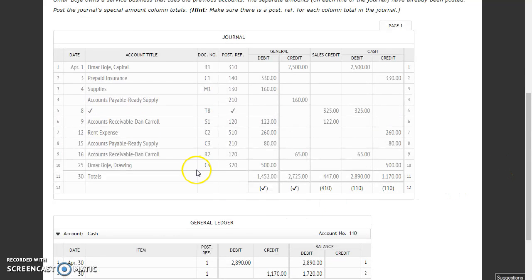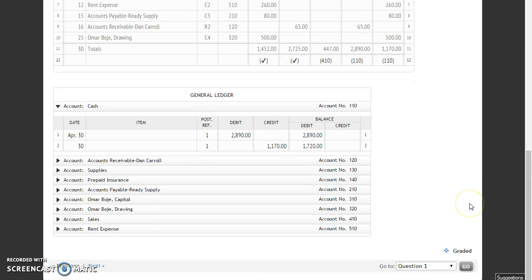When I look at this journal, I can tell that this journal is a completely posted journal. All of my post-reference account numbers are filled in here. All of my post-reference account numbers are filled in here as well. This journal is complete. It is all posted. Everything is set for this particular assignment.